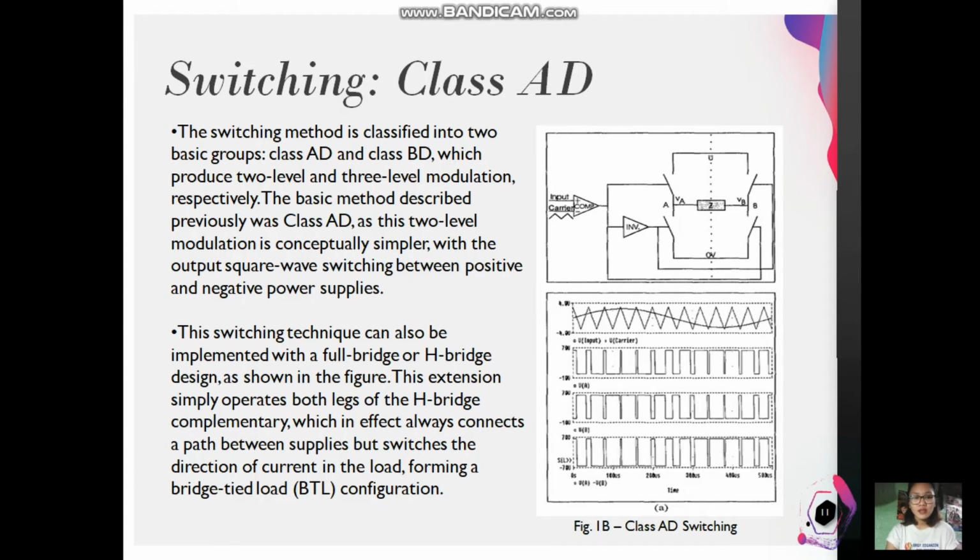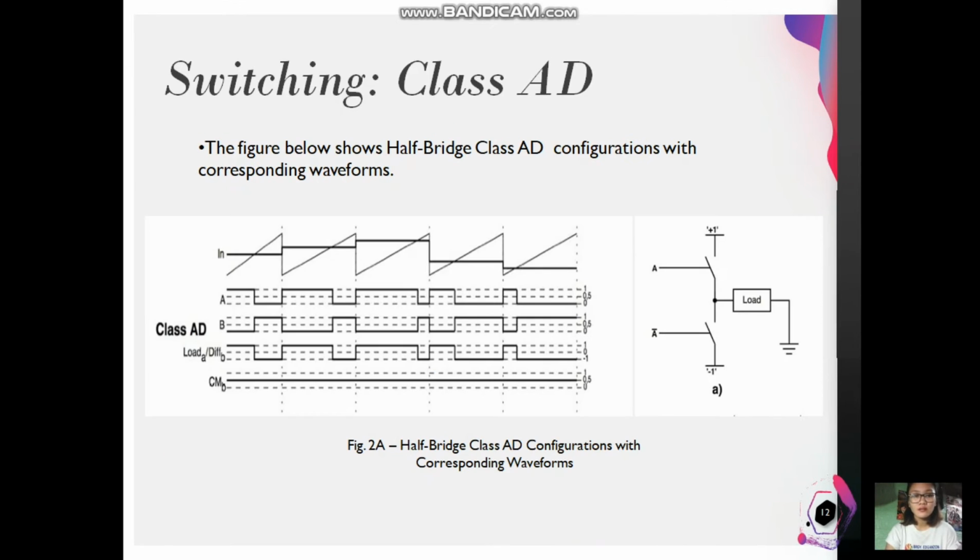This extension simply operates both legs of the H-bridge complementary, which in effect always connects a path between supplies, but switches the direction of the current in the load, forming a BTL configuration or bridge tied load configuration. So the figure below shows half-bridge class AD configuration with its corresponding waveforms.